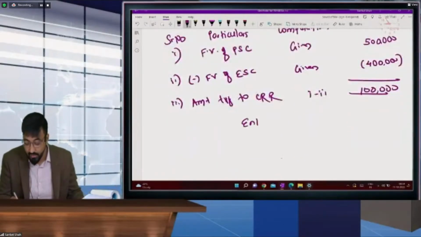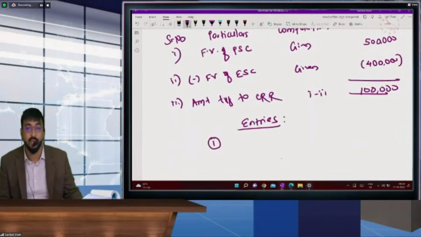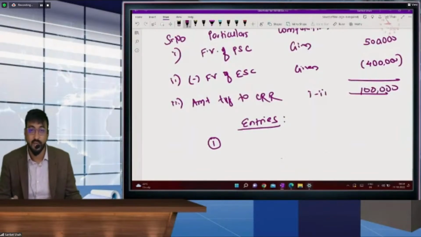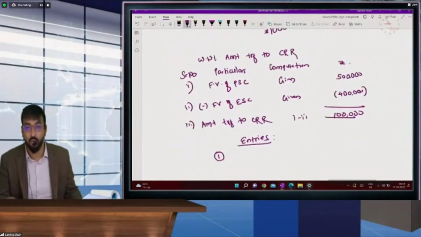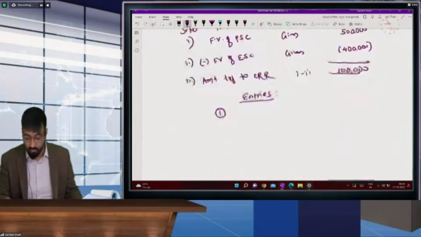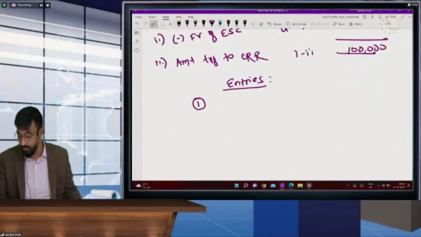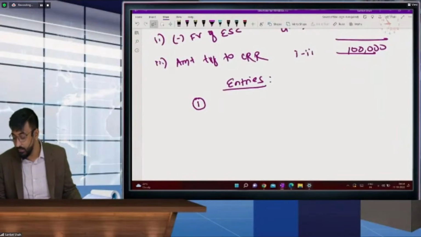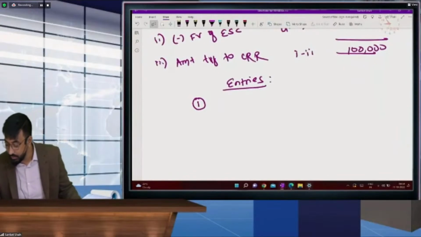Entries, I won't write in detail. I will write only the sequence. Okay. So first entry, sequence is important. 10 marks were in hand, brother. When such questions came to me, I never used to leave them.